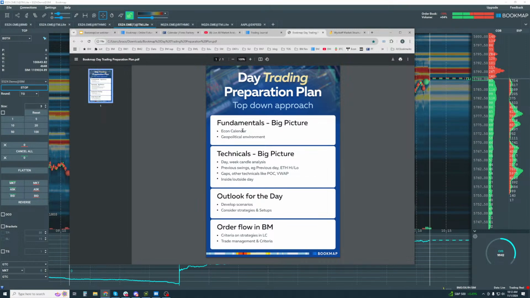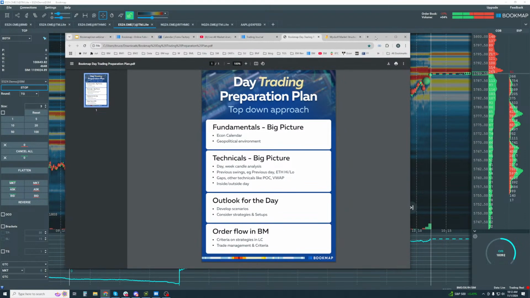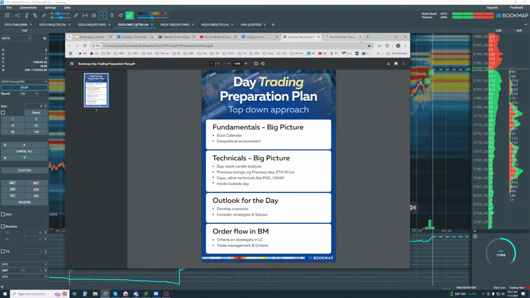All right, bigger picture: economic calendar, geopolitical environment. This is very important. What is the environment we're in? Do you want to trade today? Is it risk on or is it risk off? What instruments are you trading? Why are you trading those instruments? This simple big picture filter will help immediately. Why do you even want to take risk if it's not setting up the way that you want to trade? So what did we have today?